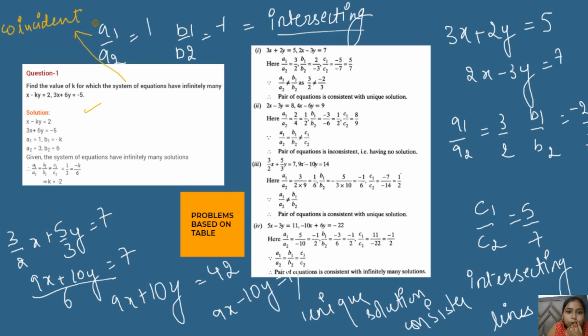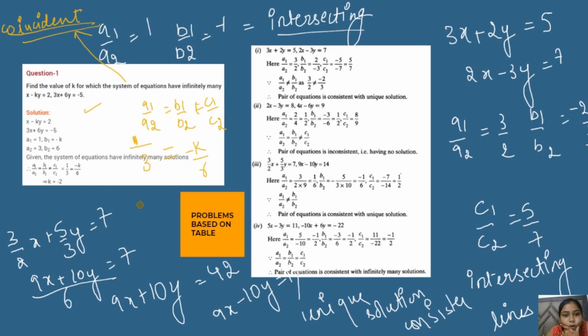Only coincident lines have many solutions. So in the case of many solutions, a1 by a2 equals b1 by b2, which is not equal to c1 by c2. In this particular case, a1 is 1 and a2 is 3, so 1 by 3. So minus k by 6 will be equal to 1 by 3. Am I right? You just have to solve it and you will get k equals minus 2.